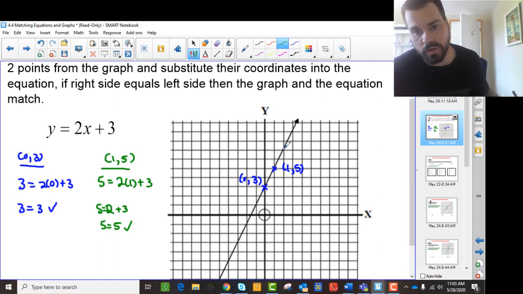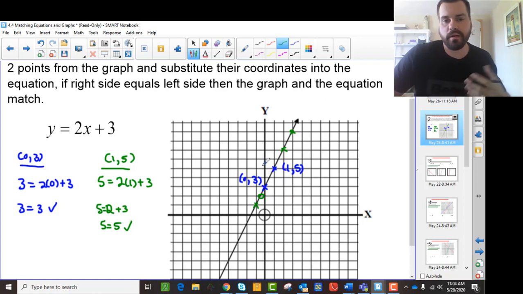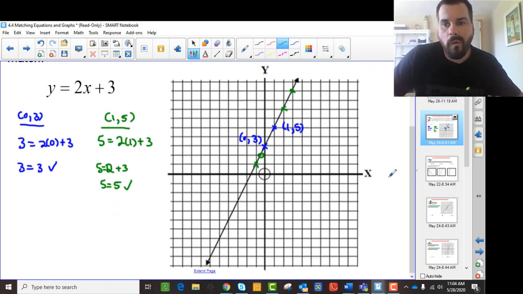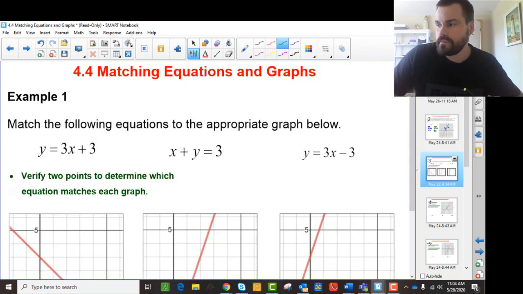You could. You can pick any points, but what I would suggest is don't pick points that aren't on an intersection of the grid. So that one is, this one is, right? This one is, but I wouldn't pick something like this because then you're guessing. So pick ones that are actually at numerical values of x and y that are nice numbers. Okay?